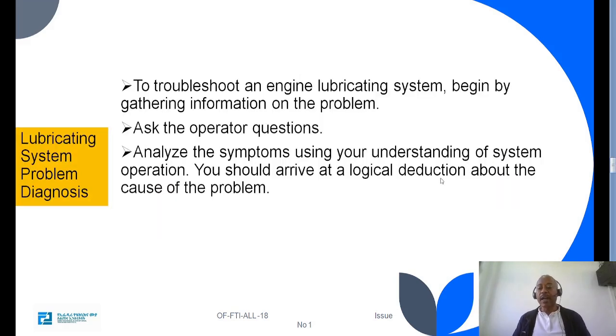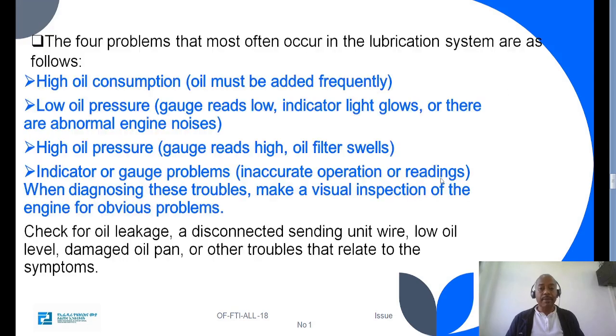Lubrication system problem diagnosis. To troubleshoot our engine lubrication system, begin by gathering information on the problem. Ask the operator questions. Analyze the symptoms using your understanding of system operation. You should arrive at a logical deduction about the cause of the problem.